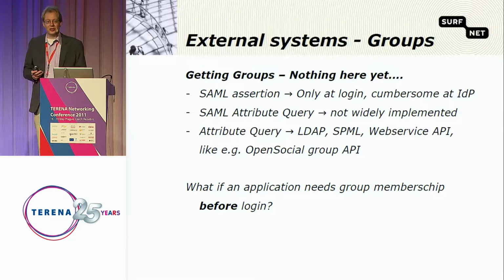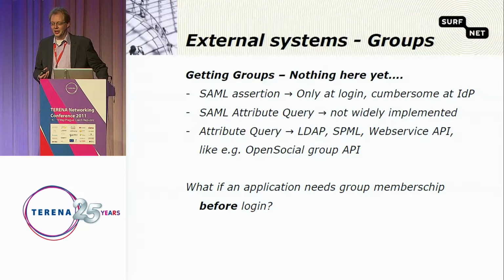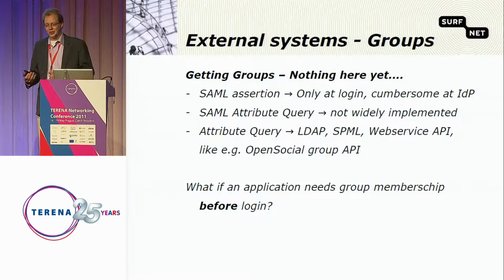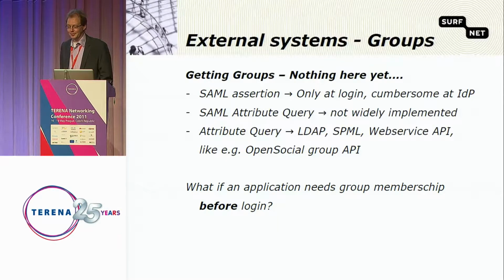Getting group information is actually pretty nasty as well currently. There is no standard for exchanging group information. So you could, again, use SAML assertions, but this will only give you group information at login. And also, it's cumbersome for the IDP to manage all this stuff. Attribute queries would be very good here, but as I said, they're not widely implemented. Again, another mechanism like LDAP, SPML, or web service APIs could be good.